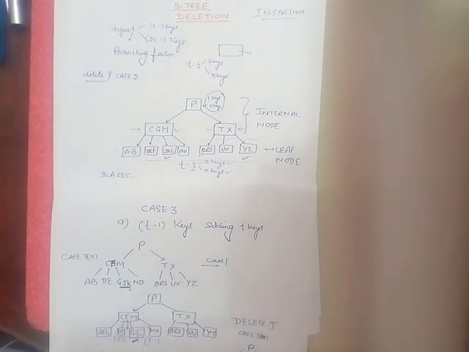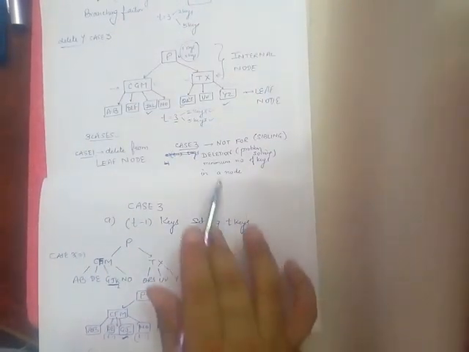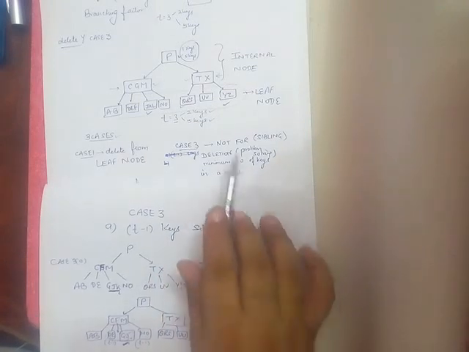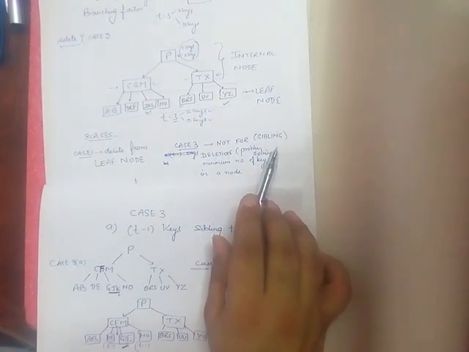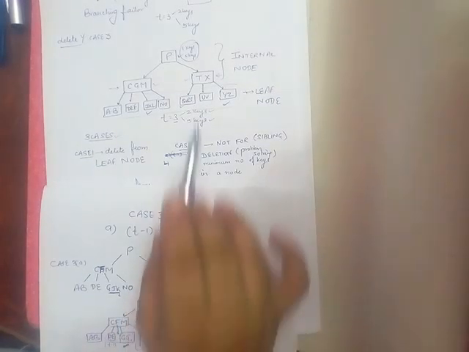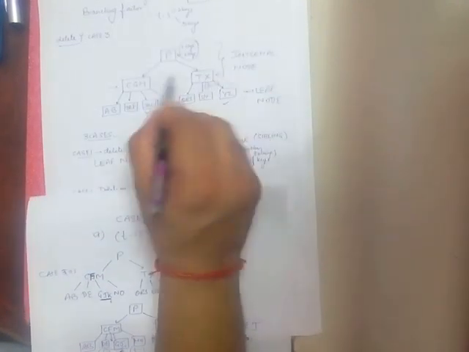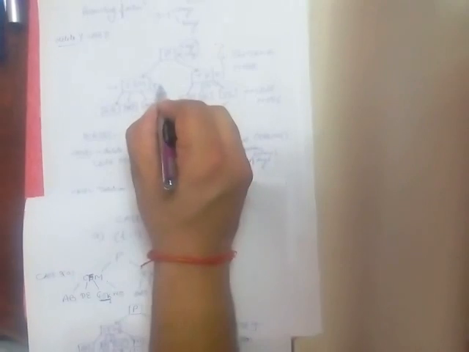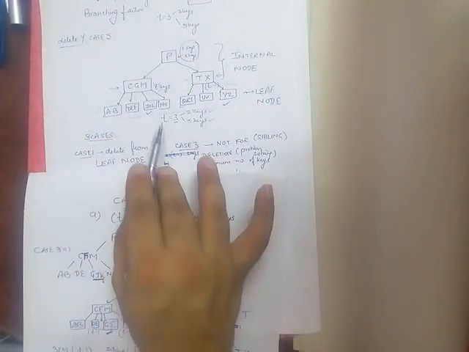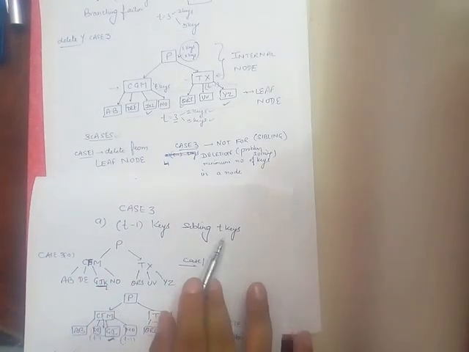In case 3 we know that we have to take the help of a sibling. Now if we consider the figure, this node has t minus 1 keys, and its sibling has t keys, 3 keys, and t is 3. Then case 3a will be applied if a node has t minus 1 keys and its sibling has t keys.